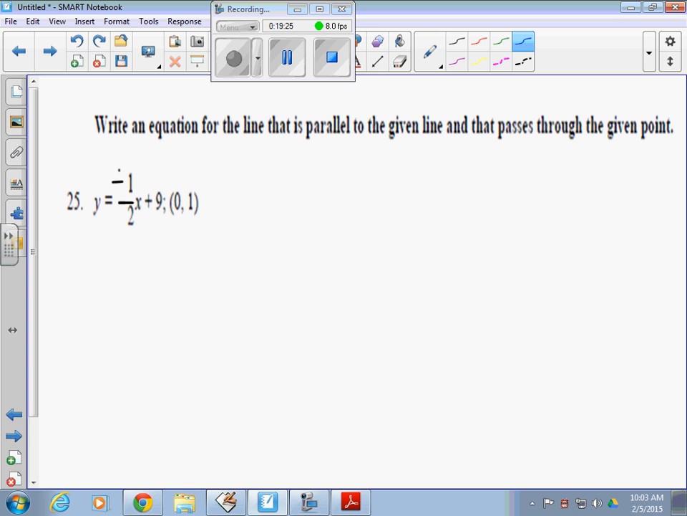And then number 25 says write an equation for the line that's parallel to the given line passing through the given point. So we have an equation, y equals mx plus b. We have an m value. We have a slope of -1/2. That is the only thing that is interesting to us in that first equation. We don't need anything else out of it. The other thing, we're going to go through the point 0, 1. So we have a point and a slope. It doesn't tell you what type of equation to write. But since we have a point and a slope, we're going to use point slope form.